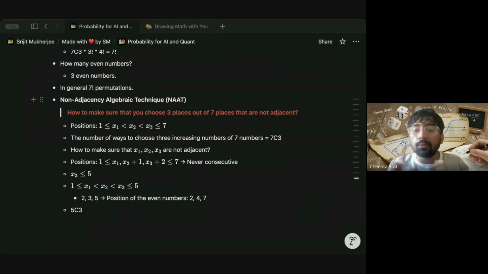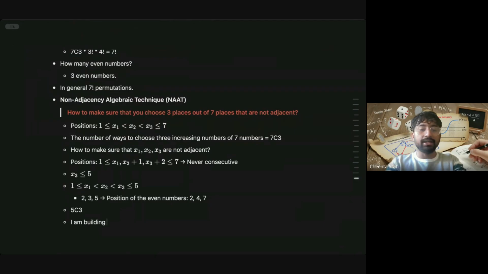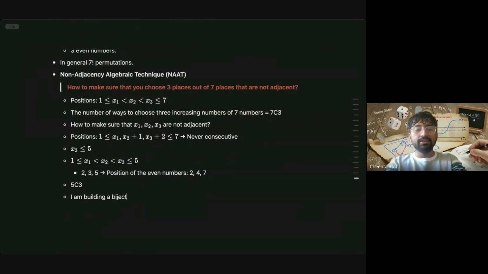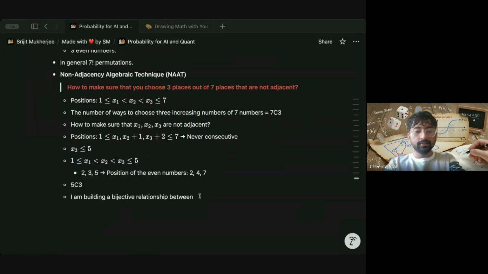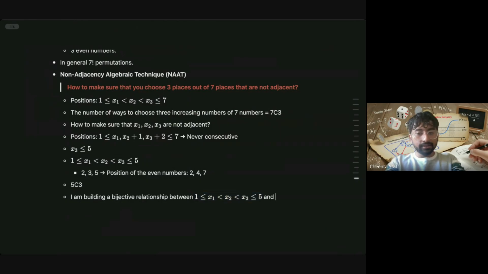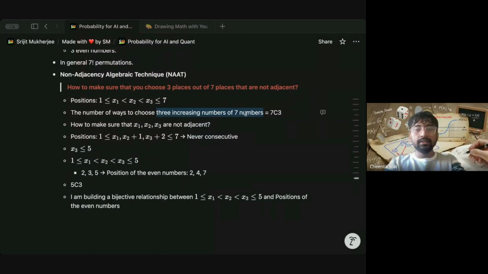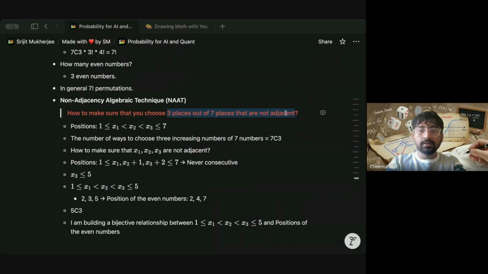So I made a one-to-one, bijective relationship between the positions and x1, x2, x3, between 1, 2, 3, 5. Essentially, the whole idea is building a bijective relationship between this and the positions of the three numbers, or rather three places that are not adjacent.